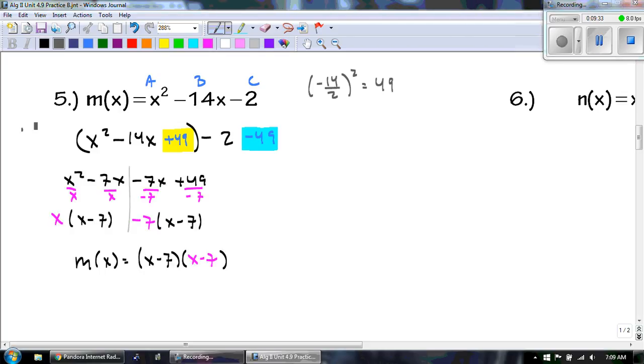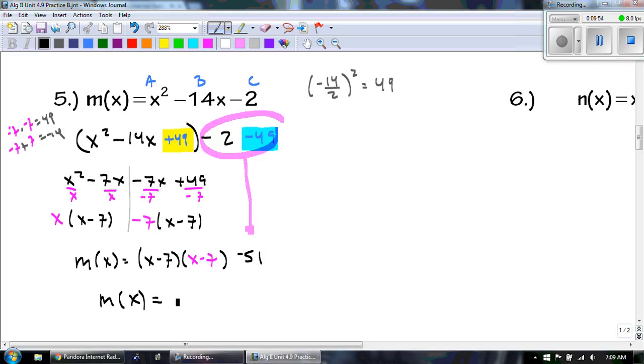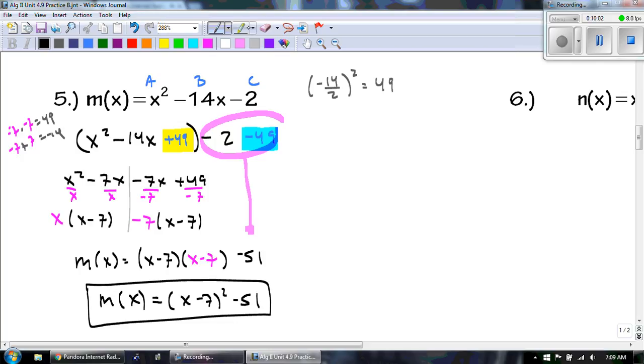Okay, so you're looking for numbers that multiply to 49 and add to get to negative 14. Well, that was negative 7 and negative 7. So we have x minus 7 and x minus 7 and minus 51 on the back. So our final answer of m of x equals x minus 7 squared minus 51. Now if we're asking for vertex, the vertex would be 7, negative 51. Thankfully, we do not have to graph that.